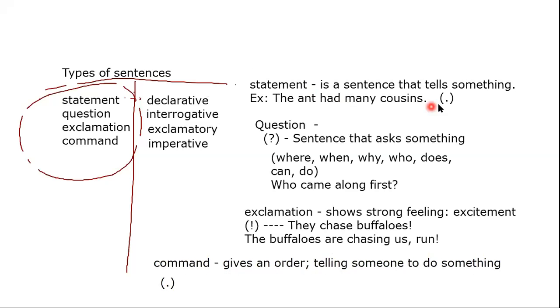Now, the difference here: a statement ends with a period and a command ends with a period. How you know the difference is, with a statement you're telling somebody something. Read the sentence carefully and think, am I telling somebody something? Is someone trying to tell me something? If it is, then you're using a statement or a declarative sentence, and it's going to end with a period. Now, with a command, you have to read the sentence and the context clues around it and ask, am I giving an order? Am I telling someone to go do something? That's how you know the difference between a command sentence and a statement sentence, because they both end in periods.